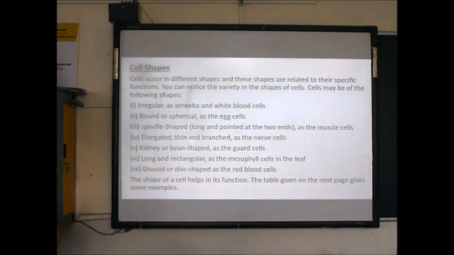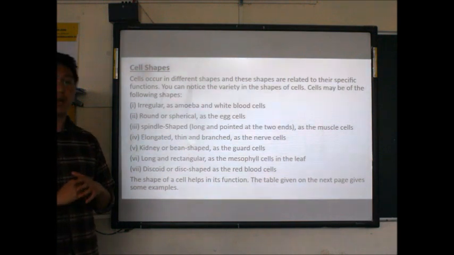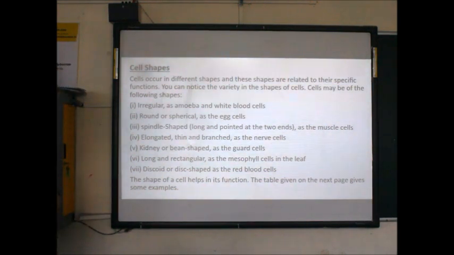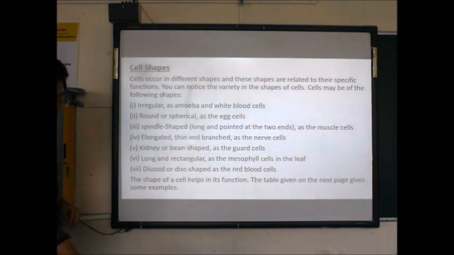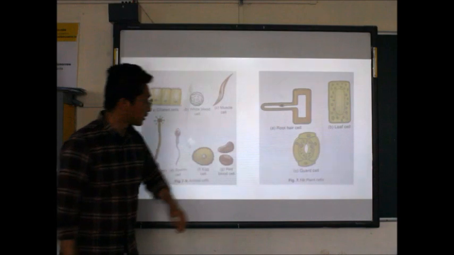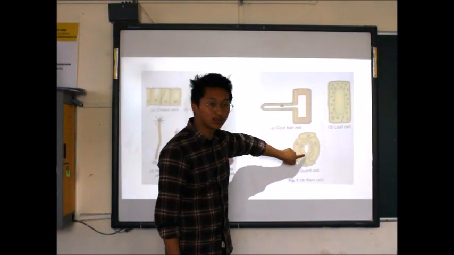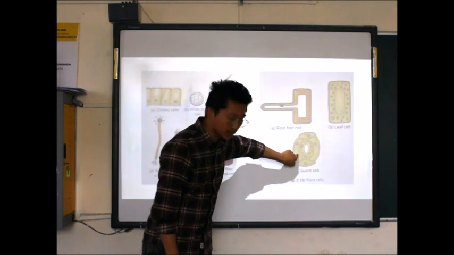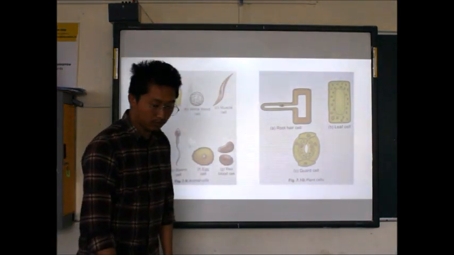The next shape of the cell is kidney or bean shape, as in the guard cell. This guard cell is present in the stomata in the plant leaf. In the stomata, the guard cells are kidney shaped or bean shaped. You can see in the picture, these two cells are kidney shaped or bean shaped. So cells may be kidney shaped or bean shaped also.